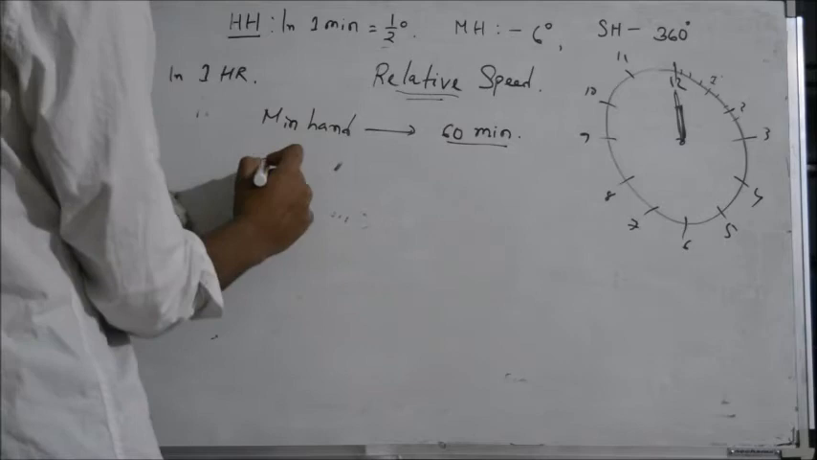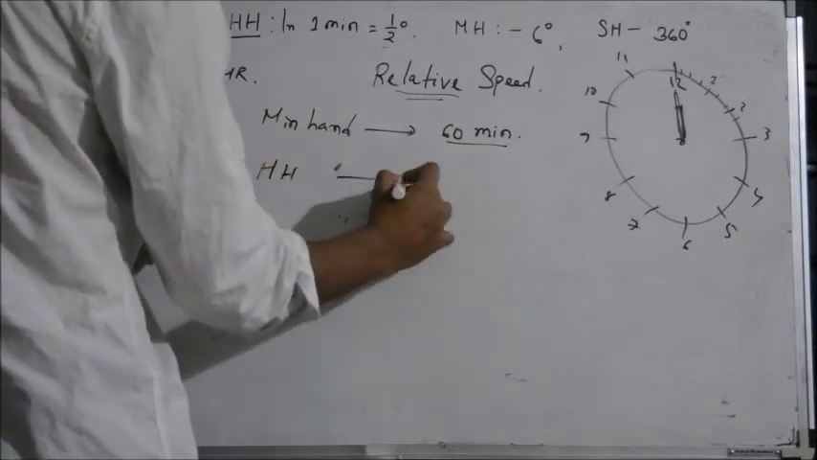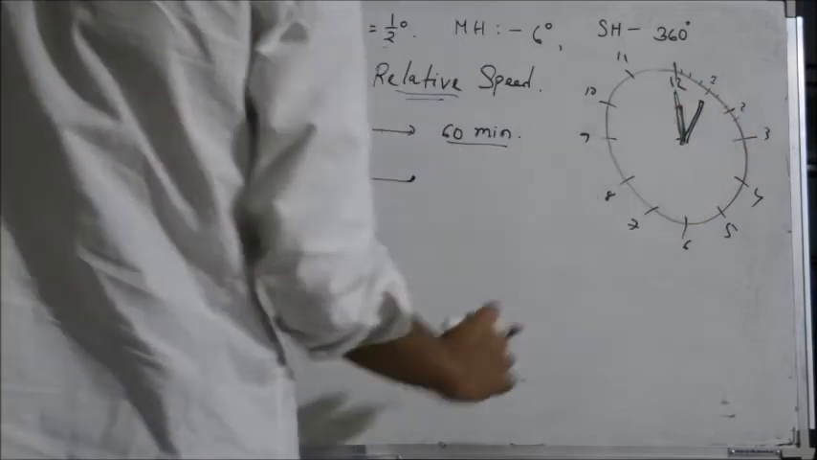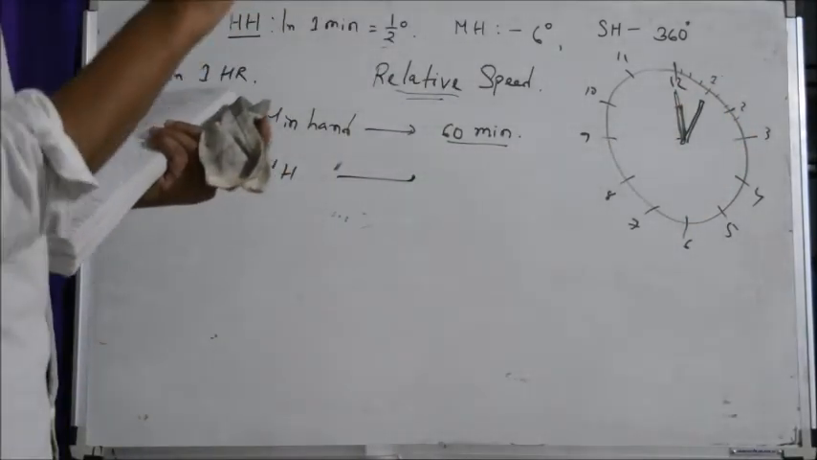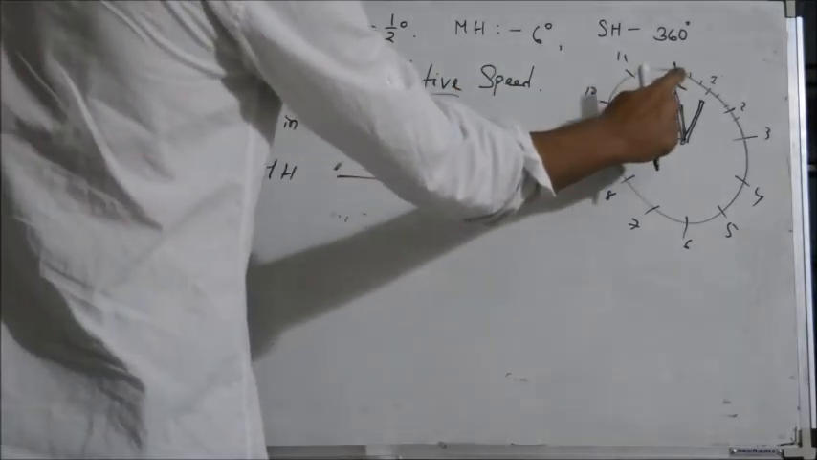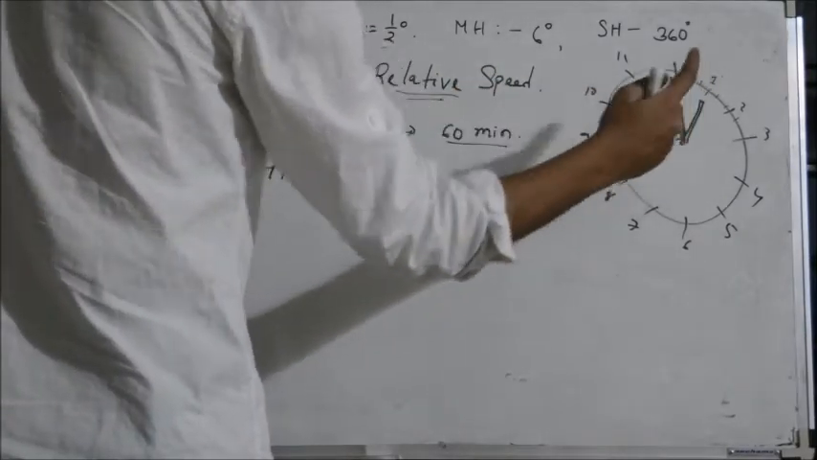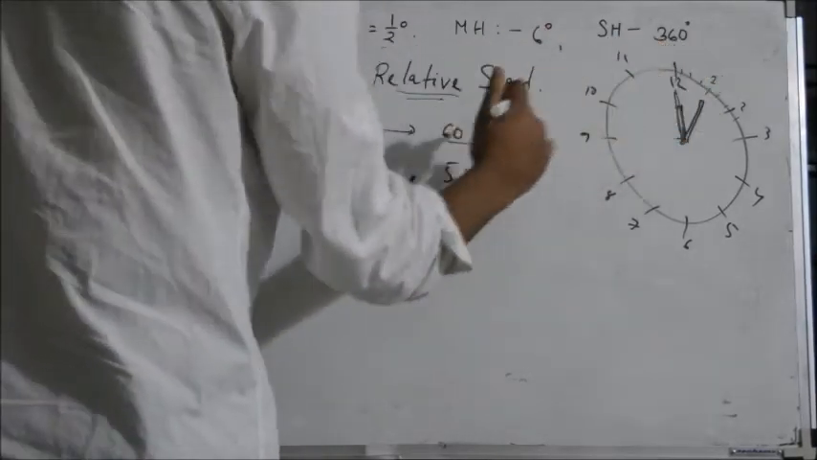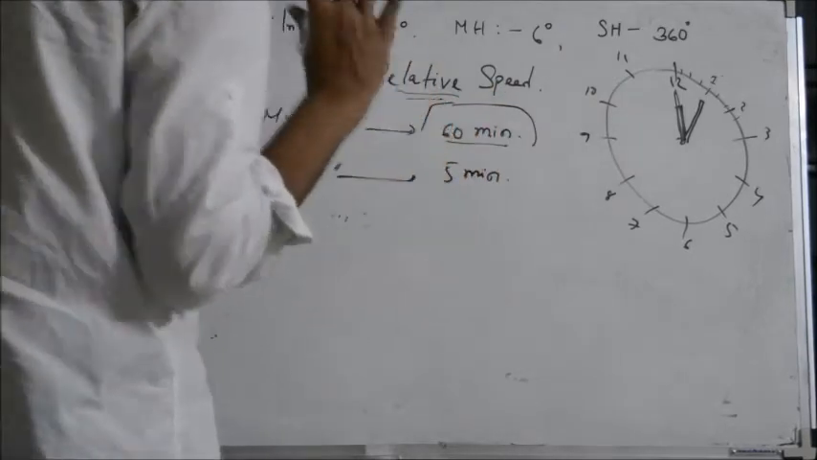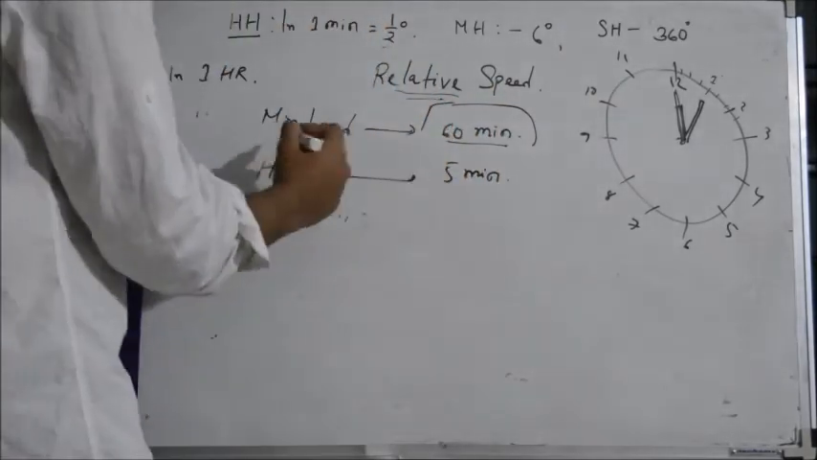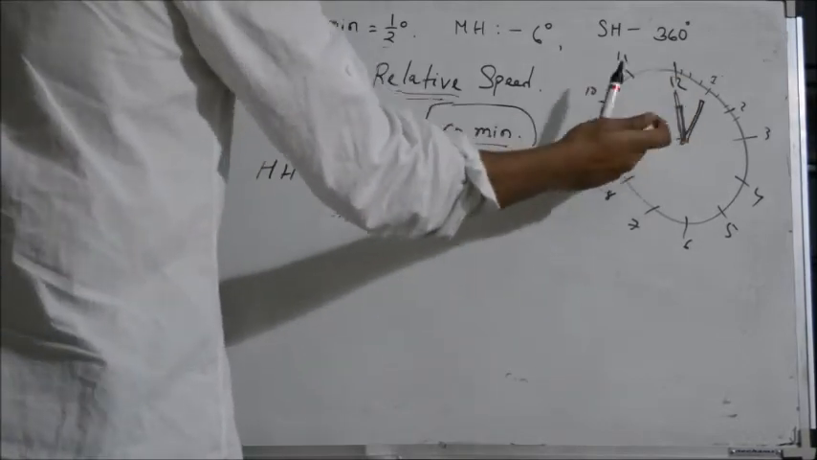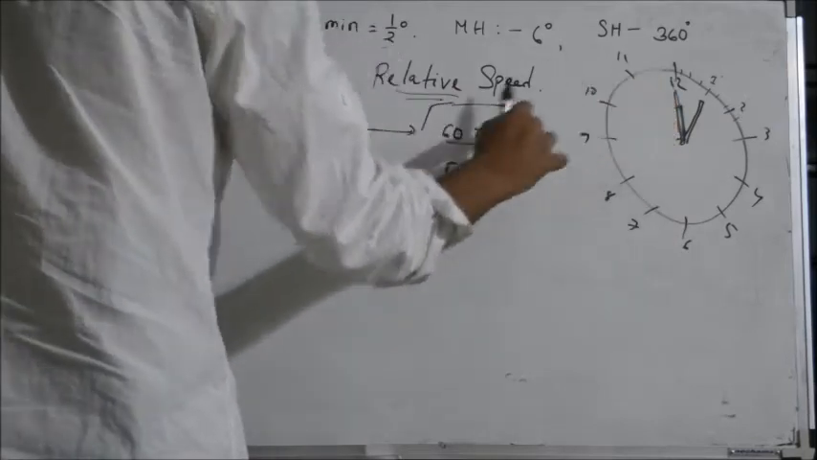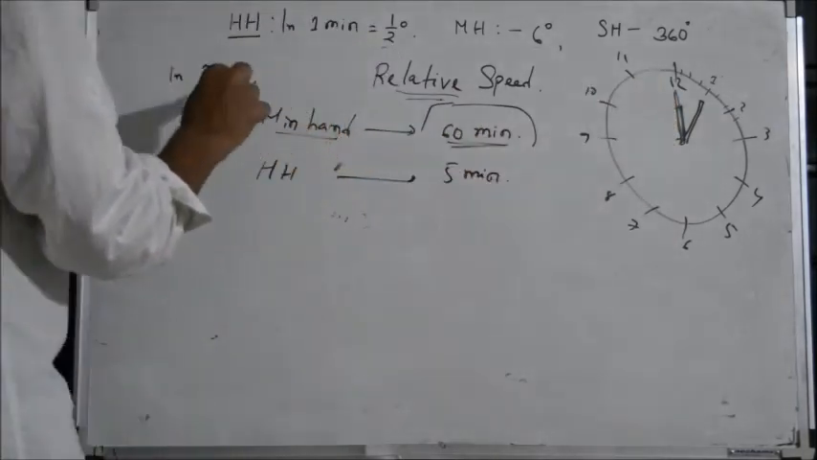But in 1 hour, how much will the hour hand move? The hour hand will move from 12 to 1. In 1 hour, it will become 1 o'clock. So how much distance is it moving? 1 minute, 2 minutes, 3 minutes, 4 minutes, 5 minutes. We are seeing in terms of minutes. In 1 hour, the minute hand is moving 60 minutes. From 12 o'clock, 5, 10, 15 like this, it is going to 1 o'clock. It is moving 60 minutes in 1 hour.